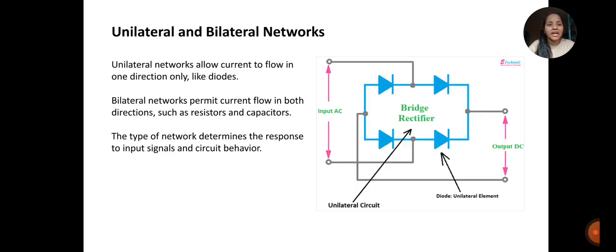Unilateral and bilateral networks. Unilateral networks allow current to flow in one direction only, like diodes. Bilateral networks permit current flow in both directions, such as resistors and capacitors. The type of network determines the response to input signals and circuit behavior.